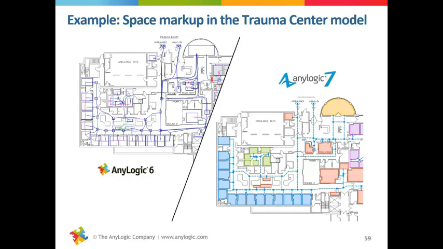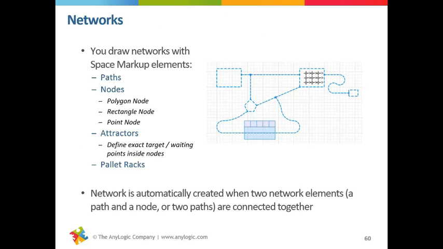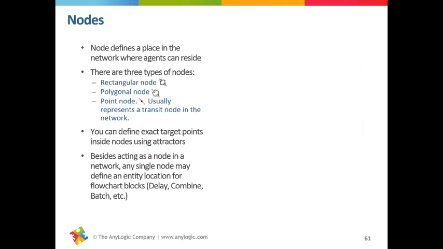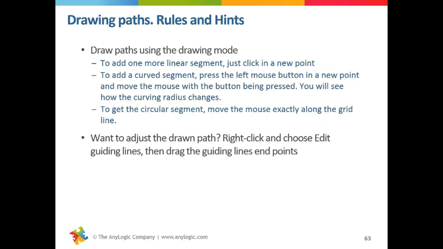Instead, point nodes are created where paths or nodes meet to form a network. Networks are automatically created when paths, nodes, or pallet racks are connected together. Rectangular nodes, polygonal nodes, and point nodes define a location where agents reside in a network. Read the next few slides for help with drawing paths.